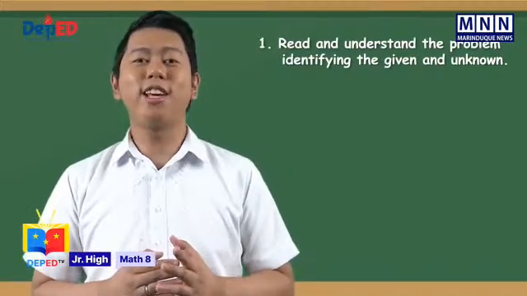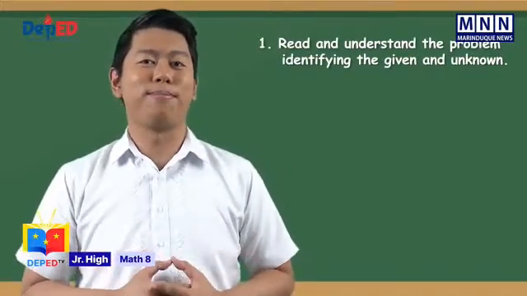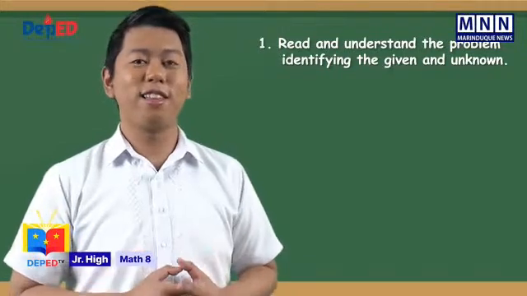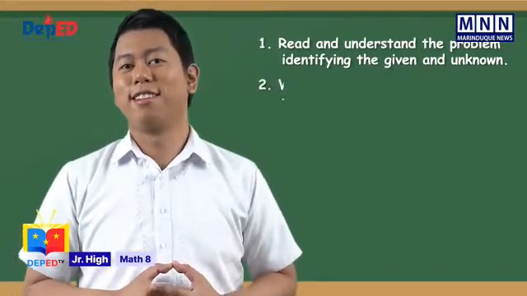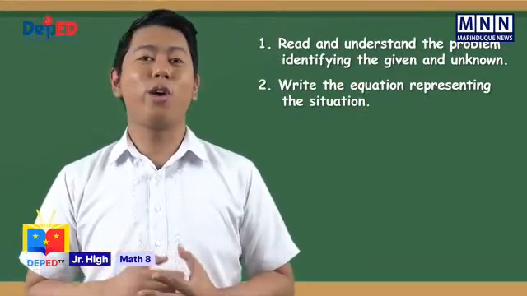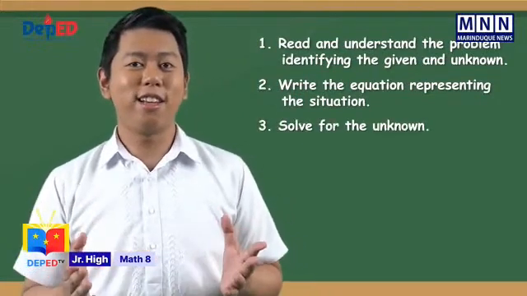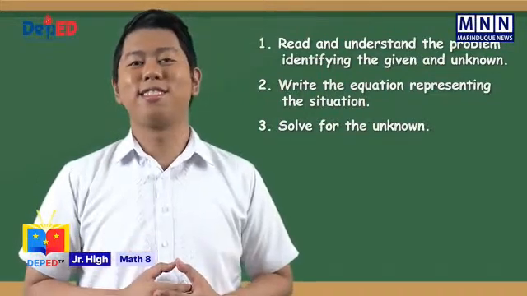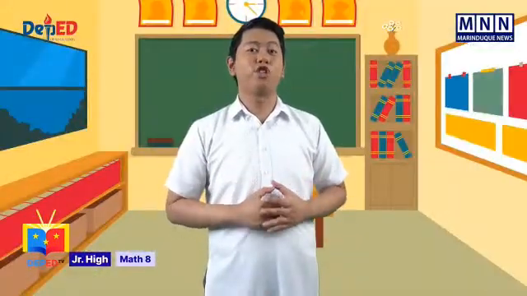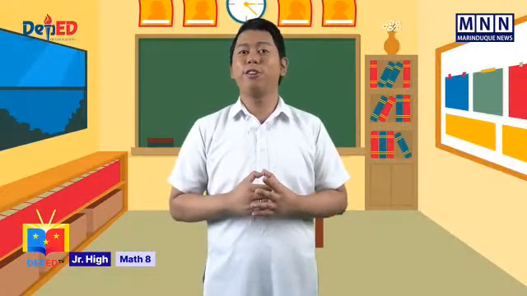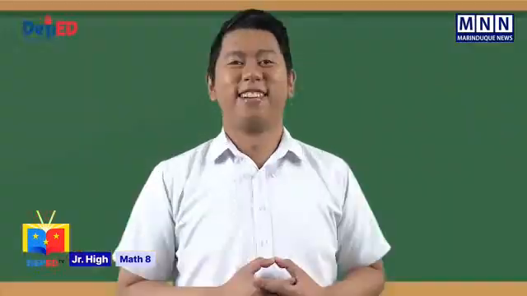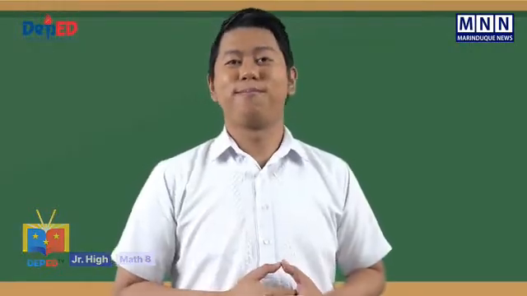First, read and understand the problem, identifying the given and the unknowns. Second, write the equation representing the situation. Then finally, solve for the unknowns. Note that we may check the solution obtained by substituting the solutions to the original equations. Now let us solve this word problem.